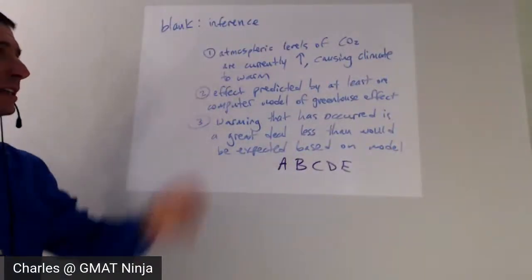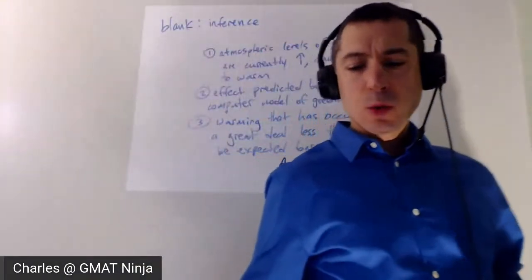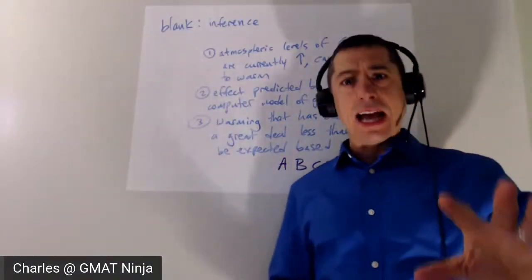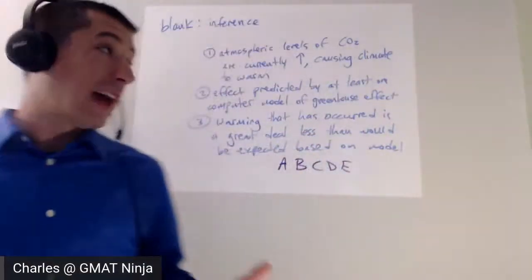So we know that atmospheric levels of carbon dioxide are currently increasing, causing the climate to warm. So they already state that as a fact. Atmospheric levels are increasing. Those things cause the climate to warm. Fact. What else do we know?